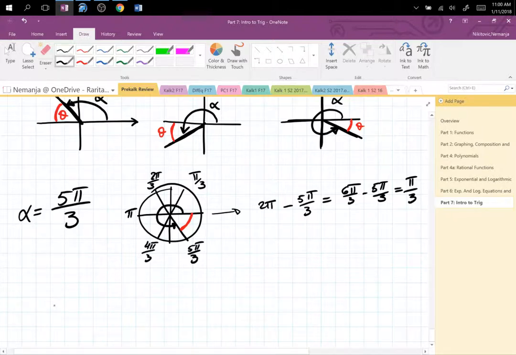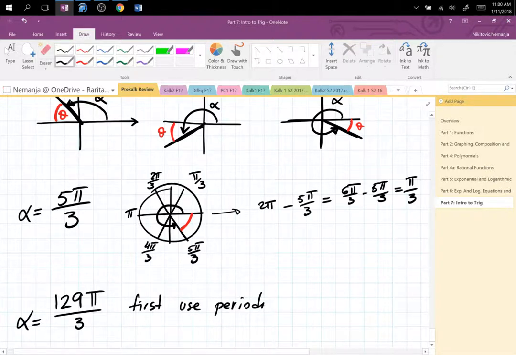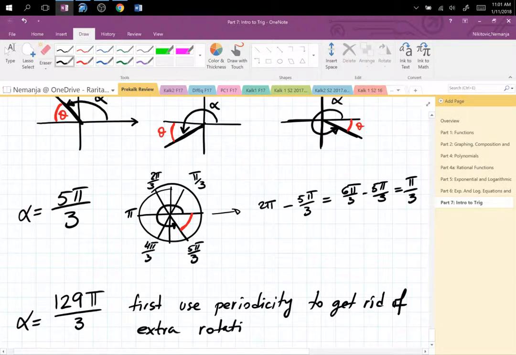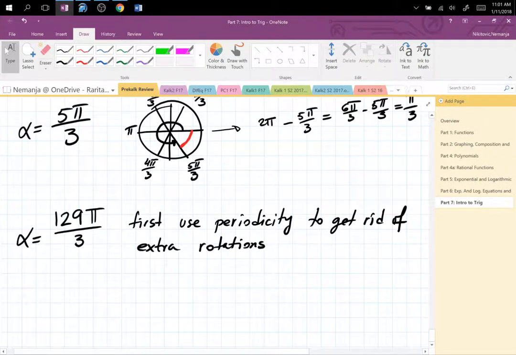So let's say you have 129 pi over 3. So that's alpha. First, use periodicity to get rid of extra rotations. And then we'll use the reference angle to collapse it to the first quadrant.